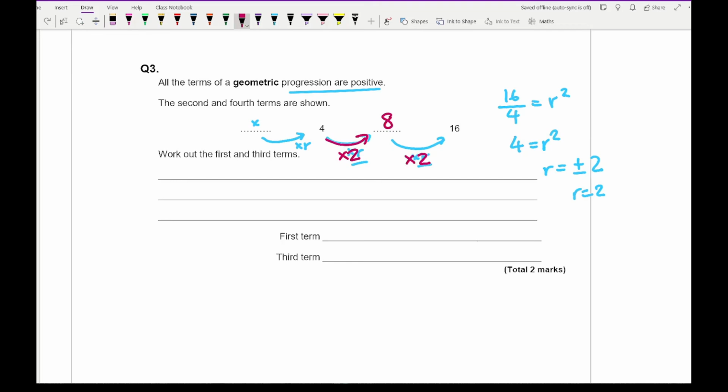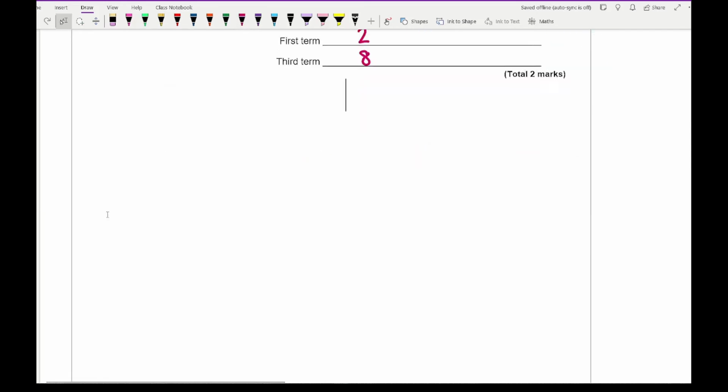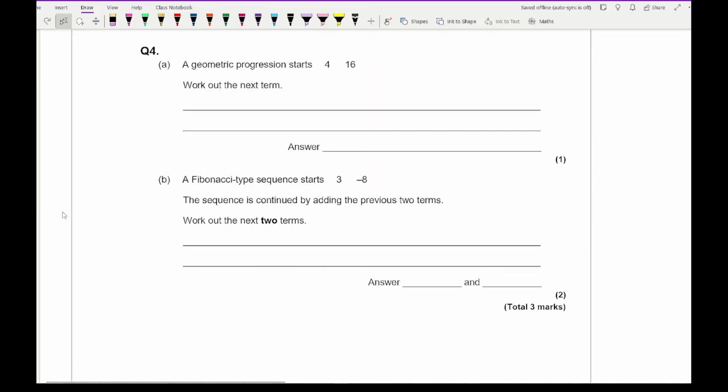And then going in the opposite direction, I'm dividing by 2, so that's going to be 2. So the first term is 2 and the third term is 8. Moving on to question 4, it says that the geometric progression starts at 4, 16. Work out the next term. To work out what r is, I do 16 divided by 4 equals r. So r equals 4. Then I just need to do 16 times 4, which is 64.